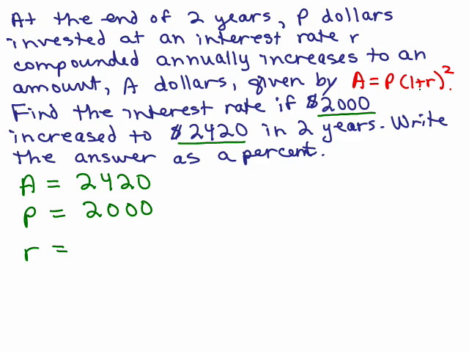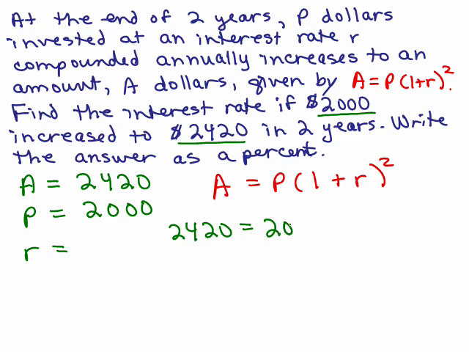So we're going to take this formula, A equals P times (1 plus R) squared. And we're going to plug in these numbers for A and P. So we've got 2420 equals 2,000 (1 plus R) squared. Oops, I put in 200, and we want to, of course, put in 2,000. Okay, yikes.